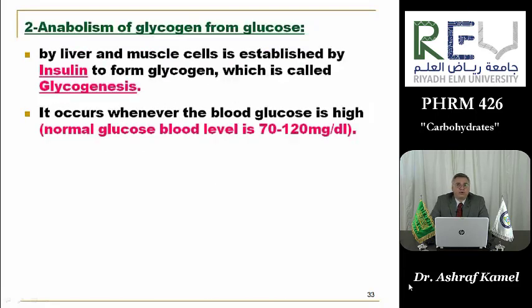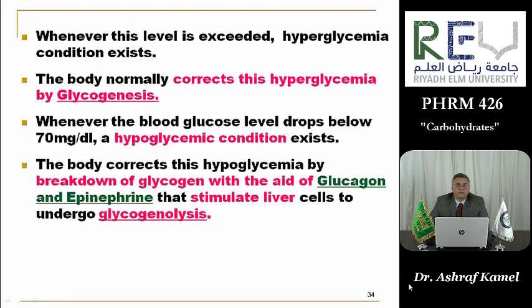Anabolism of glycogen from glucose is by the liver and muscle cells, and this is brought about by insulin to form glycogen, which is called glycogenesis. It occurs whenever the blood glucose is high. The normal blood glucose level is between 70 and 120 milligrams per deciliter. Whenever this level is exceeded, we have hyperglycemia, and the body normally corrects this hyperglycemia by glycogenesis.